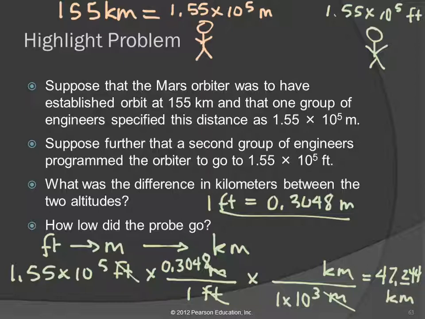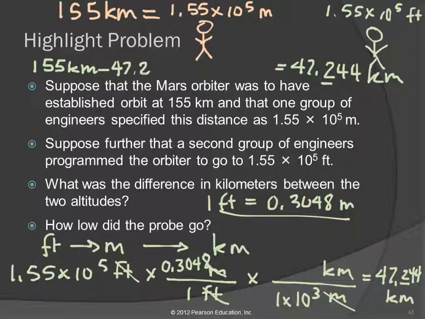Up here, that is equal to 47.244 kilometers. So we've got 155 kilometers minus 47.244 kilometers. Which is a difference of 107.